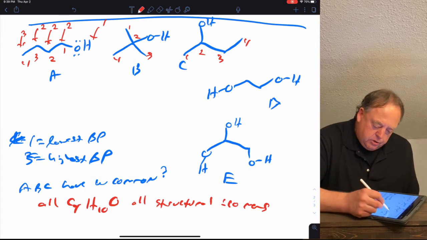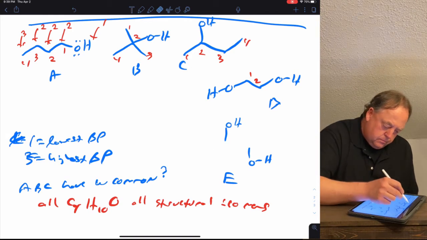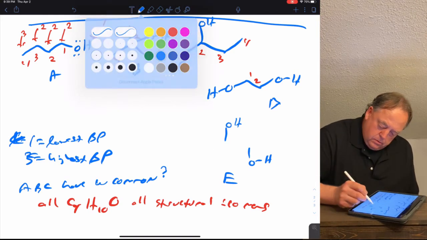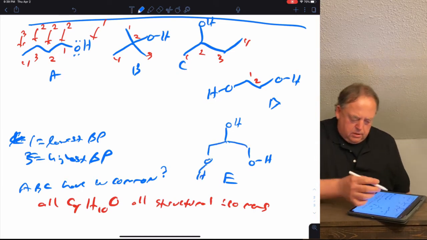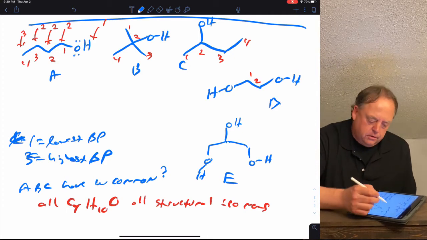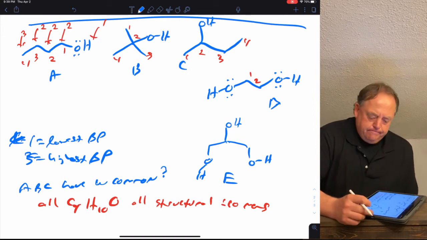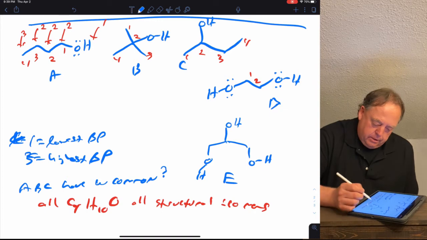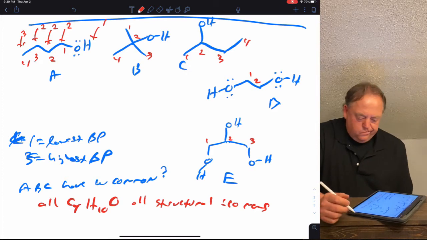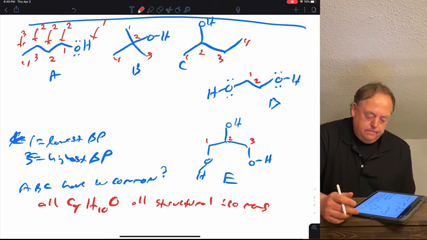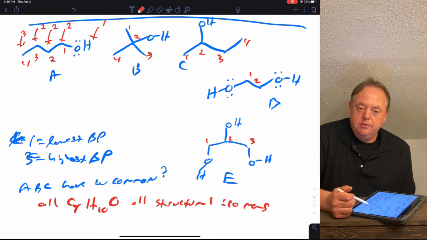Okay, and then D has 2 carbons, and oops, I drew E wrong. And each oxygen, of course, has 2 lone pairs. At some point, we stop drawing lone pairs, and we just, hopefully you recognize that they're there. Okay, and then E has 3 carbons. So which do you think would be the highest boiling point? The ones with 4 carbons, or D with 2 carbons, or E with 3 carbons?